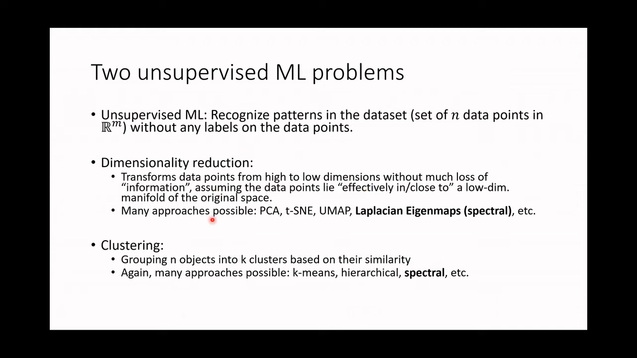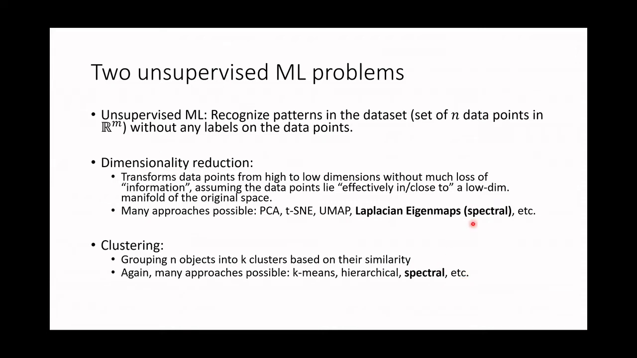And in both of these unsupervised machine learning tasks, there are many approaches possible. So PCA, principal component analysis, t-SNE, UMAP, and so on. And Laplacian eigenmaps is a particular idea based on the spectrum of a matrix. So spectrum refers to the eigenvalues of a particular matrix. And we will choose to look at it because, again, there are many approaches to clustering, like k-means, hierarchical clustering, and spectral clustering.